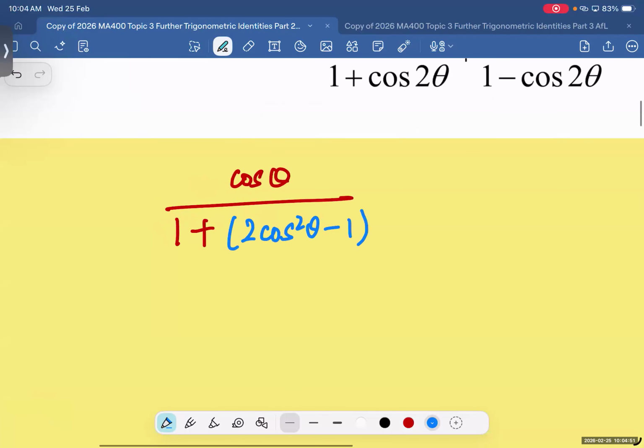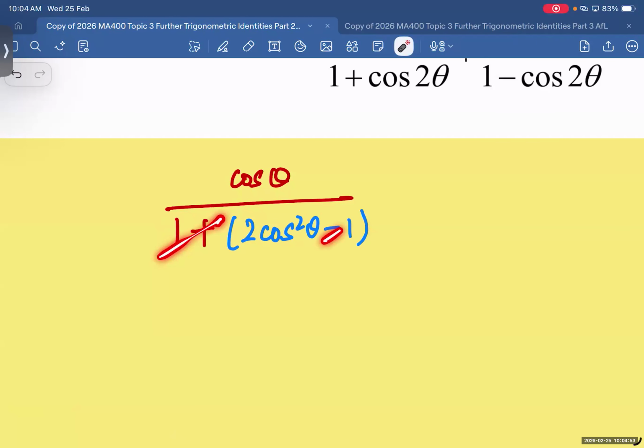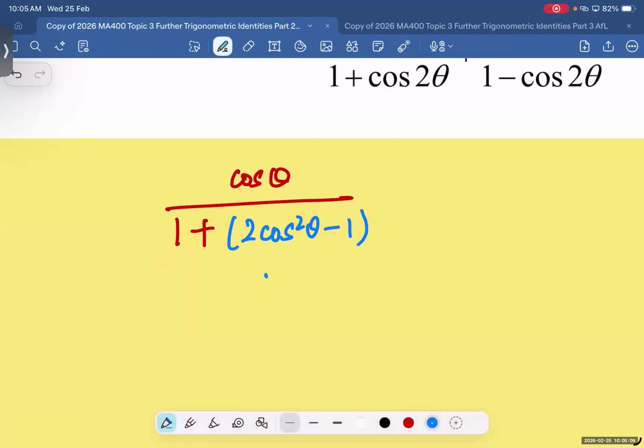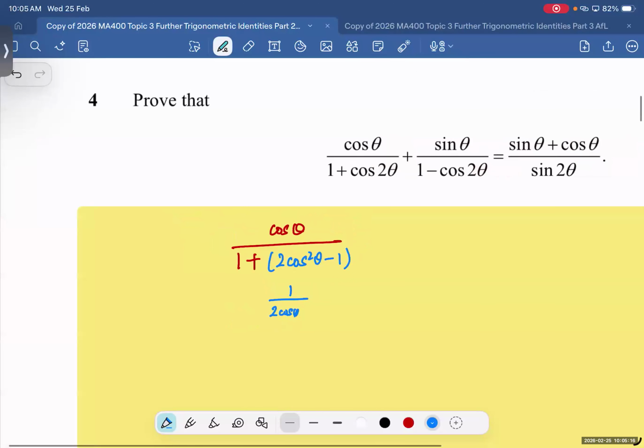Okay. So, you see, cancel. Can or not? Cancel cosine, can or not? Because cosine is a common factor after all. Can or not? It's a small world after all. Okay, so 1 over 2 cos theta. Then after that, next one, sin theta. Can you choose? Tell me what will you choose?